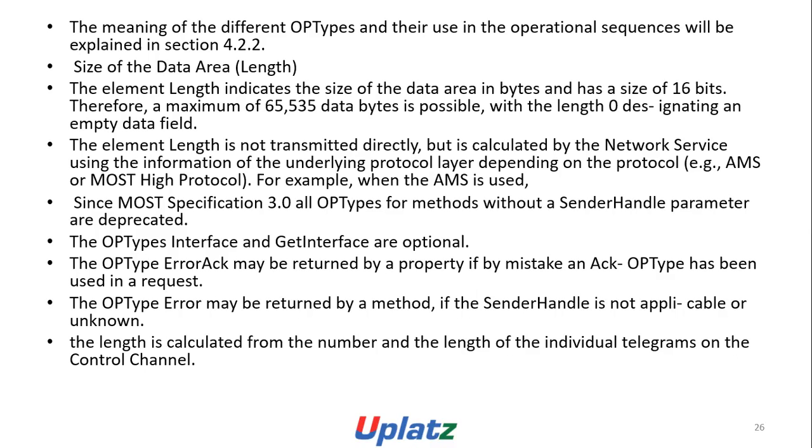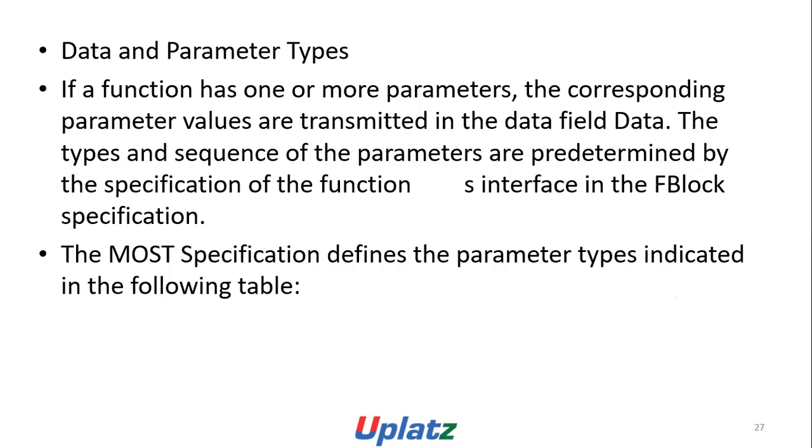For example, when the AMS is used, since MOST specification 3.0, all OP types for methods without a sender handle parameter are deprecated. The OP types interface and get interface are optional. The OP type error acknowledge may be written by a property if by mistake an acknowledgement of types has been used in a request. OP type error may be written by a method if the sender handle is not applicable or unknown. The length is calculated from the number of and the length of the individual telegrams on the control channel. Data and parameter types.